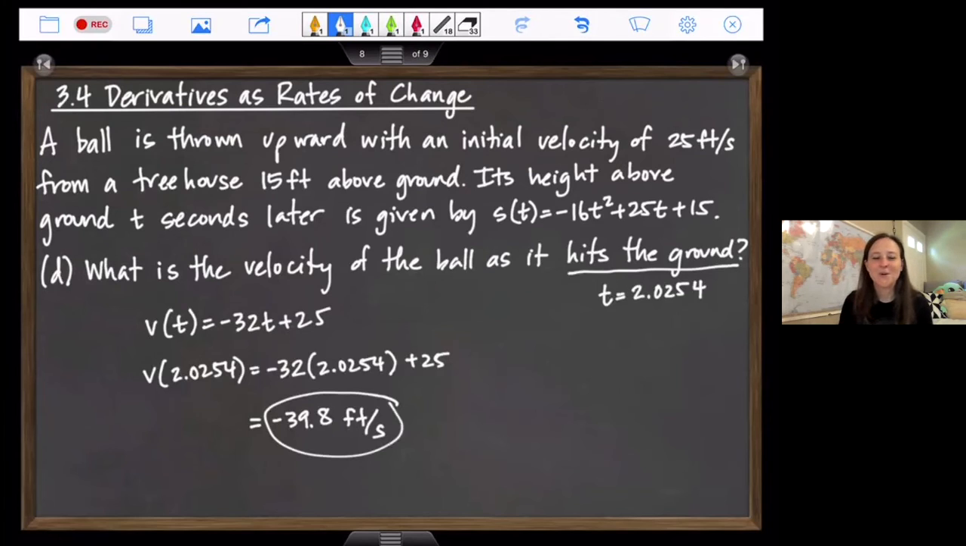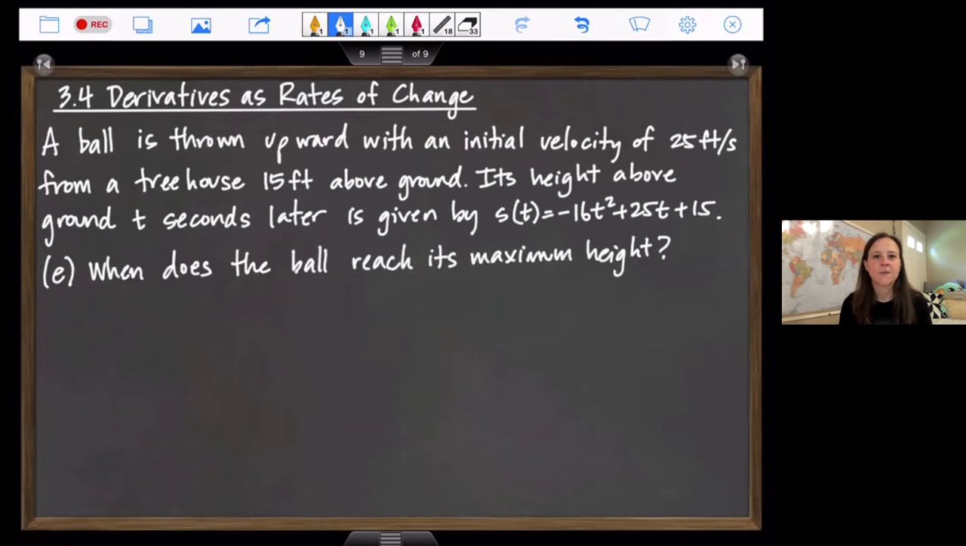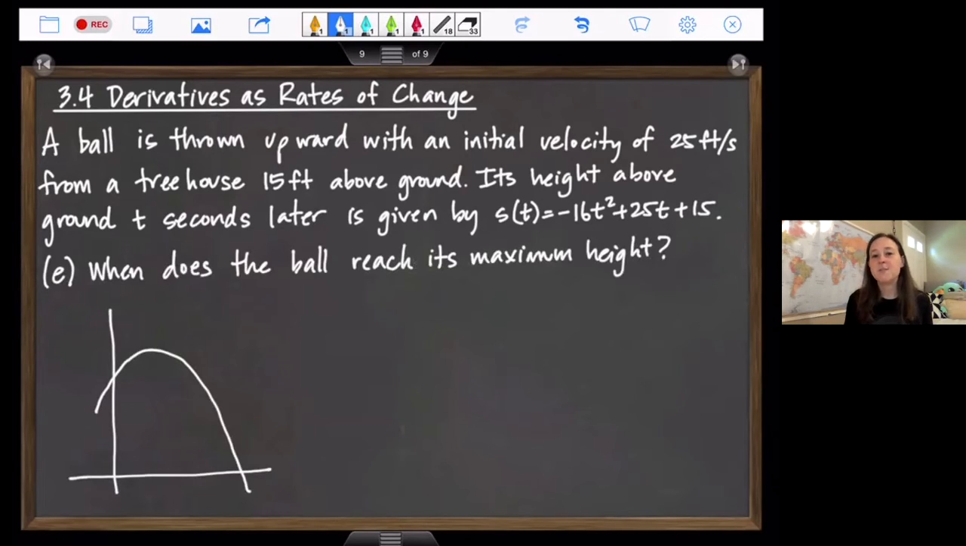One more question to go and we're done with this ball flying through the air. All right, same ball, same position function. Now we're asked, when does the ball reach its maximum height? So let's think again about this position function. I had it sketched out on the last slide. We had our downward opening parabola, and we know that it hits the ground a little after 2 seconds.